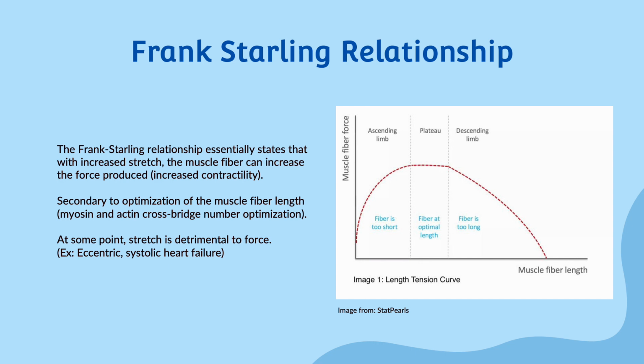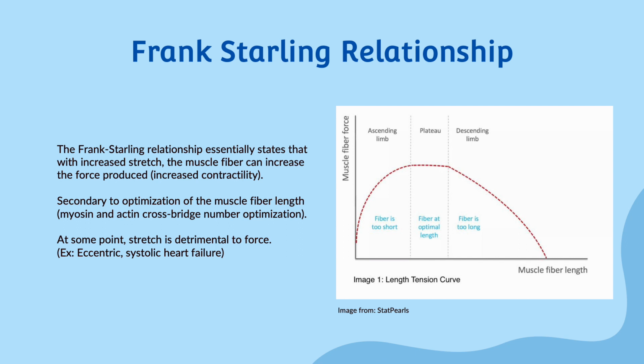The muscle fibers have specific sites called cross bridges where the myosin and actin molecules interact to produce force. When the muscle fibers are stretched, more cross bridges are formed between myosin and actin, resulting in increased contractility and increased force production. However, it is important to note that at some point, stretch becomes detrimental to the force production. This is known as eccentric cardiac hypertrophy, which happens in systolic heart failure.